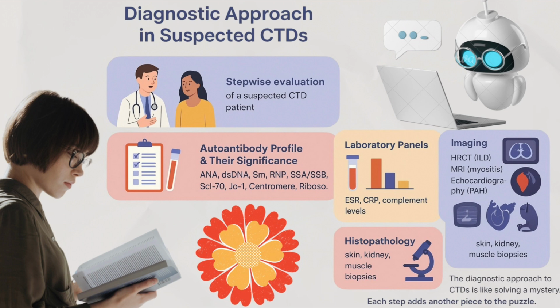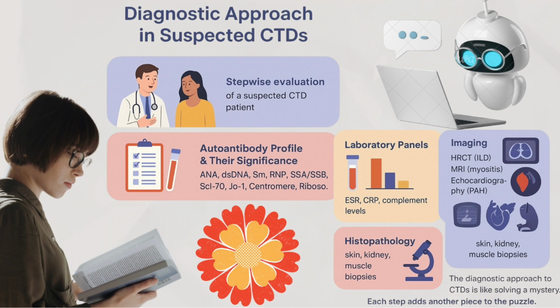That's why specific antibodies matter. Double-stranded DNA, or dsDNA, is strongly linked to lupus nephritis. So if our young patient also has protein in her urine, a positive dsDNA raises a red flag for kidney involvement. Anti-Smith antibody is rare, but almost diagnostic of lupus. RNP antibody is a classic marker of mixed connective tissue disease, especially when someone shows features of lupus, scleroderma, and myositis all at once. SSA and SSB antibodies point to Sjogren's syndrome, but they also matter in lupus.